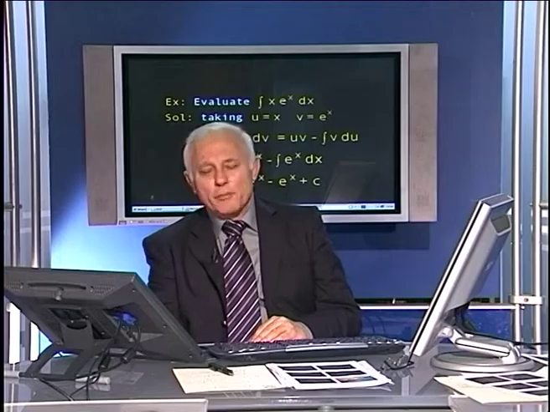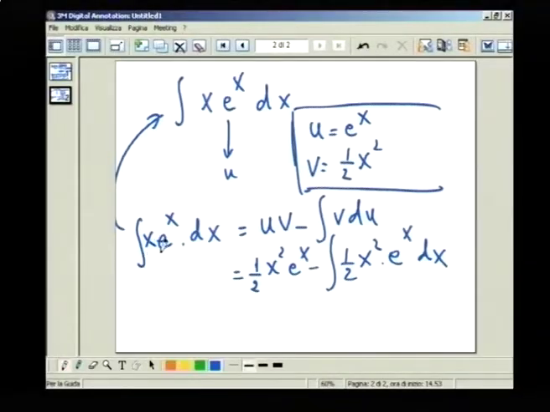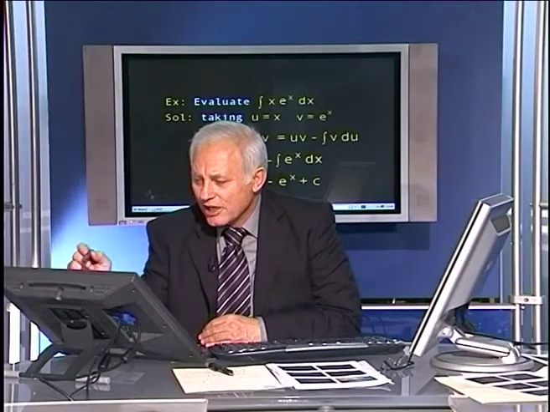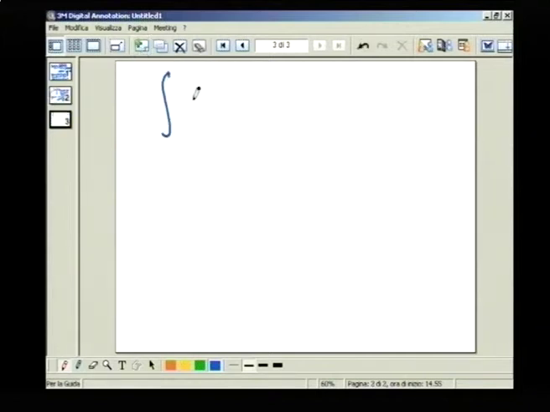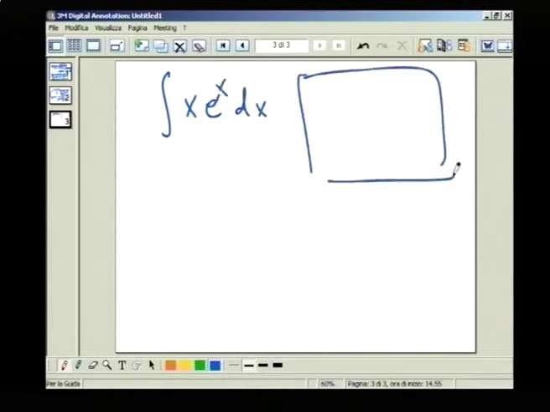But as a matter of fact, this is more complicated. You started with the integral of x times e to the power x dx, and you ended up needing to calculate the integral of x squared e to the power x, which is more difficult. But then if you take the other choice, you interchange these two variables. Instead of taking u equal to e to the power x, you take v equal to e to the power x. In other words, you have x times e to the power x dx, and you choose u equal to x, and v equal to e to the power x.